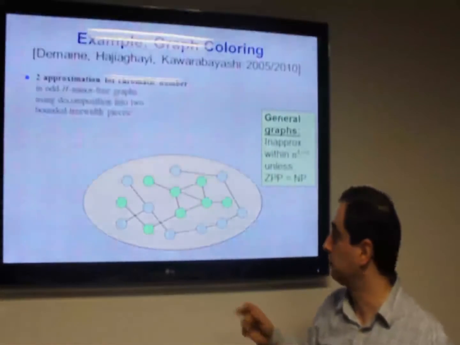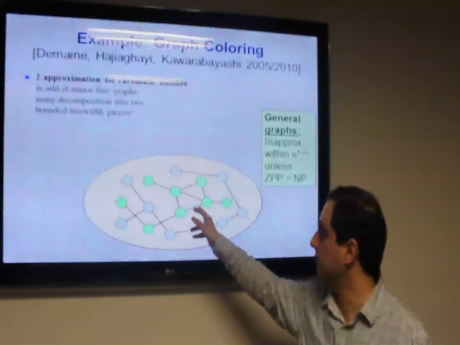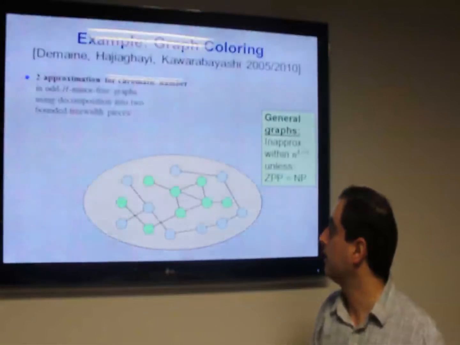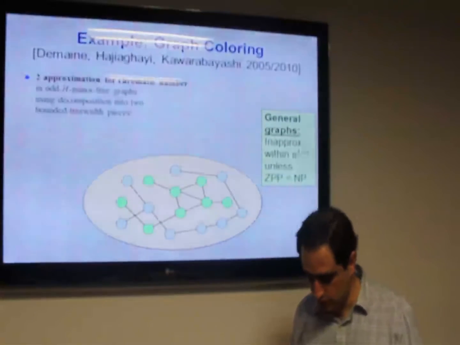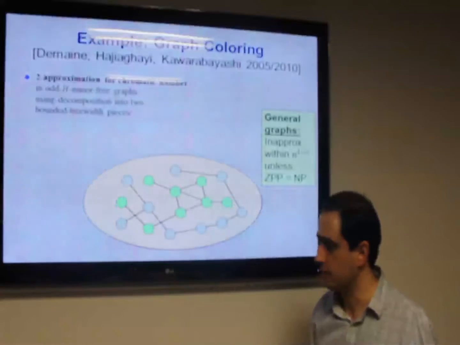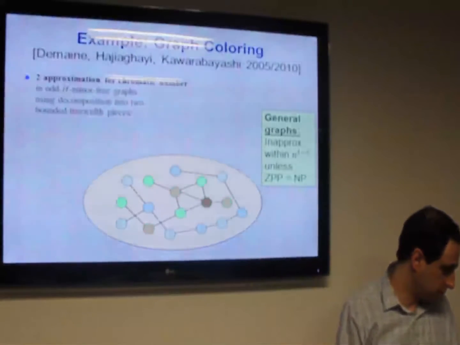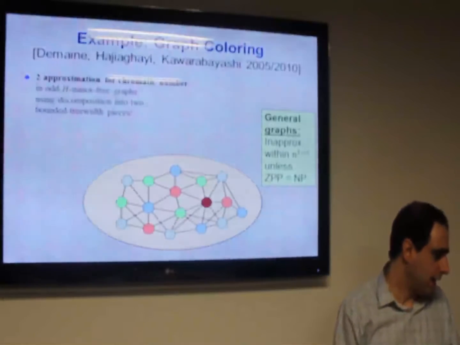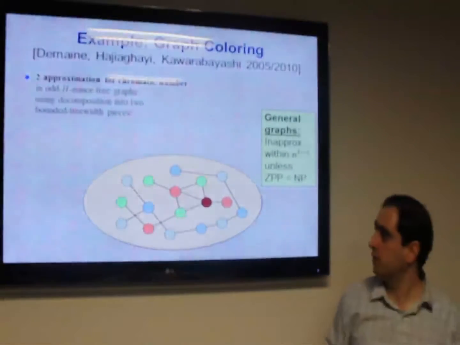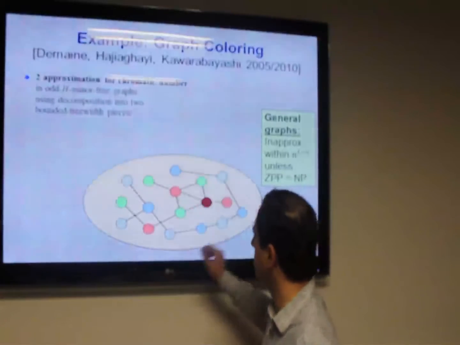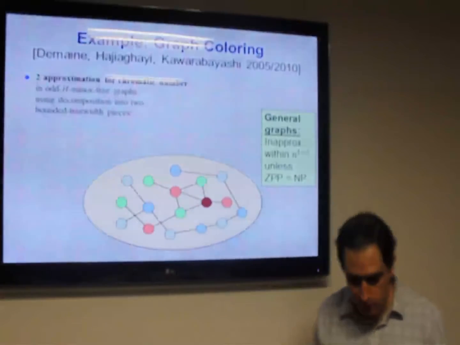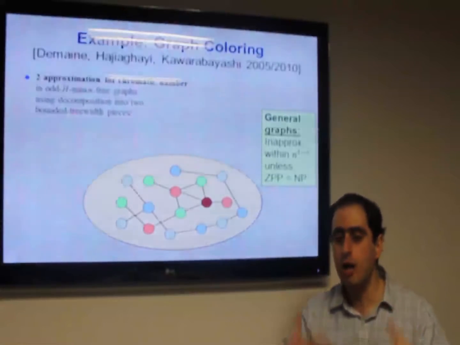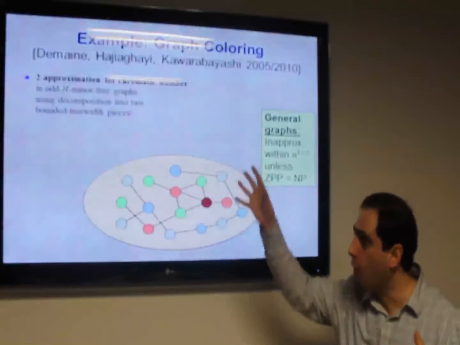Each of them is essentially a subgraph of this graph, and we can find the optimum solution for each vertex set. Now let's find the optimum solution for these two graphs, both of them in polynomial time. And then how can we combine them? Just use a different set of colors here and a different set of colors here. Okay, how many colors do we use in total? I want to say that we are using at most 2 times the optimum of the whole graph.